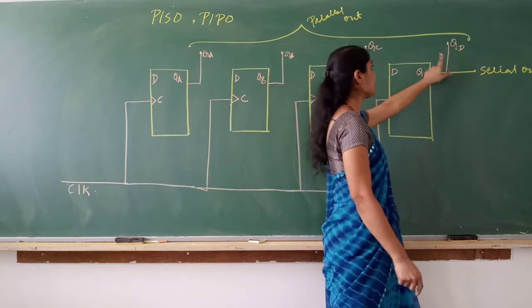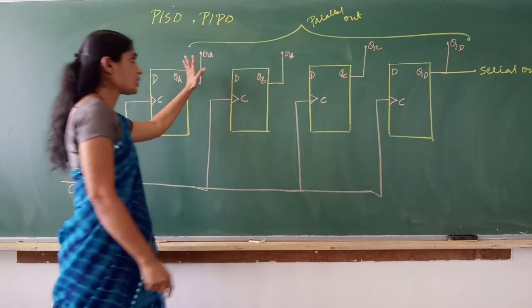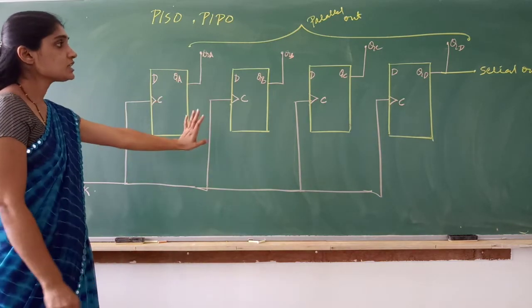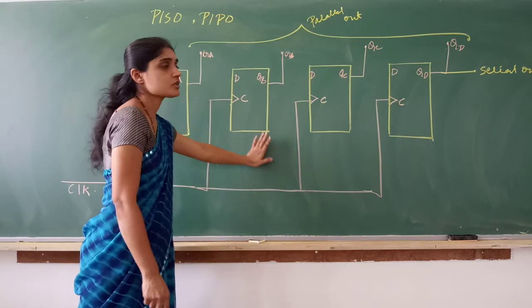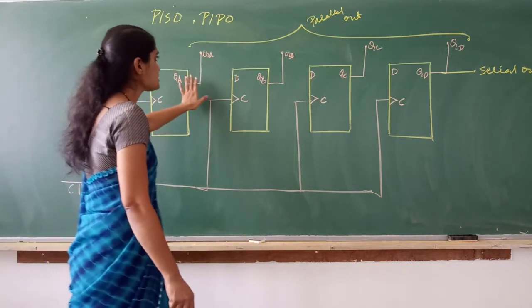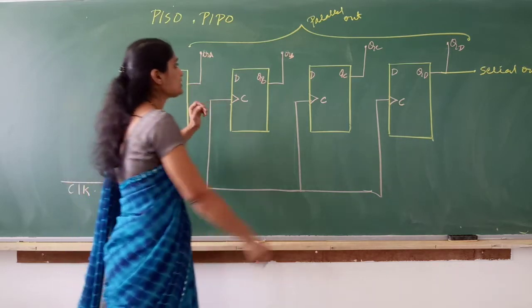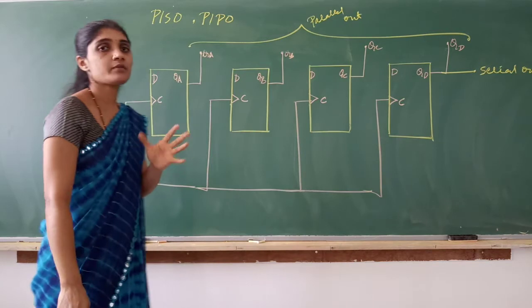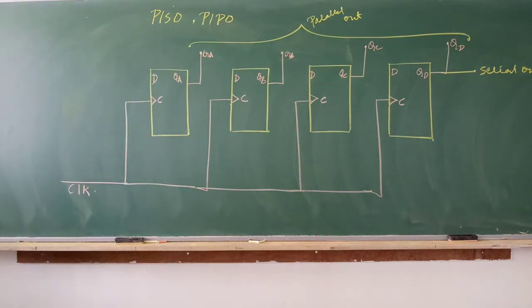If I take the output from all the 4 output lines, output from all the 4 flip-flops, that will be parallel out. So only this much I have written. It is your D flip-flop, positive edge triggered D flip-flop. Clock pulses are given directly to all the D flip-flops. Synchronous circuit. So output I can take parallelly or I can take serially. I have given both the options.